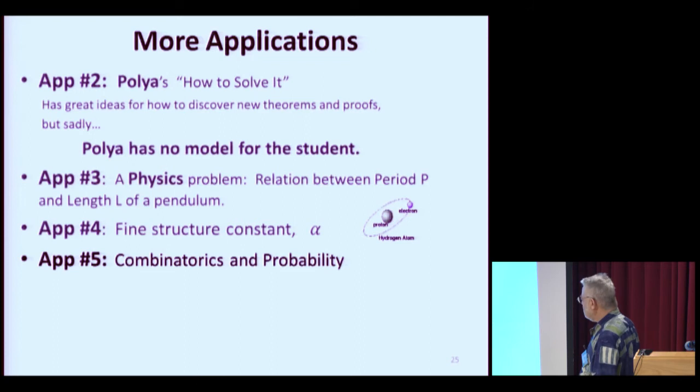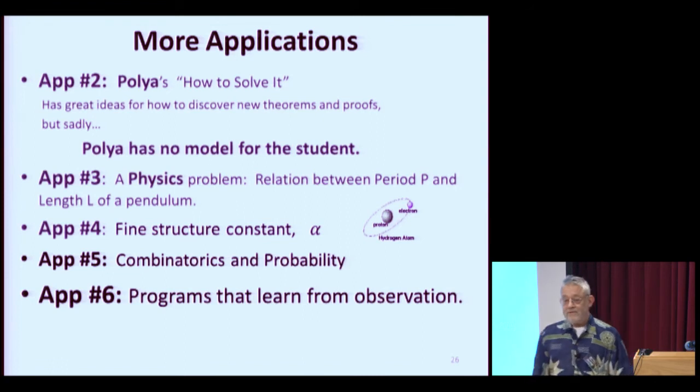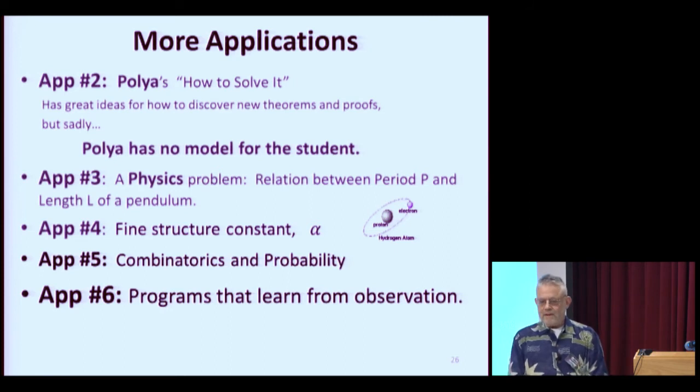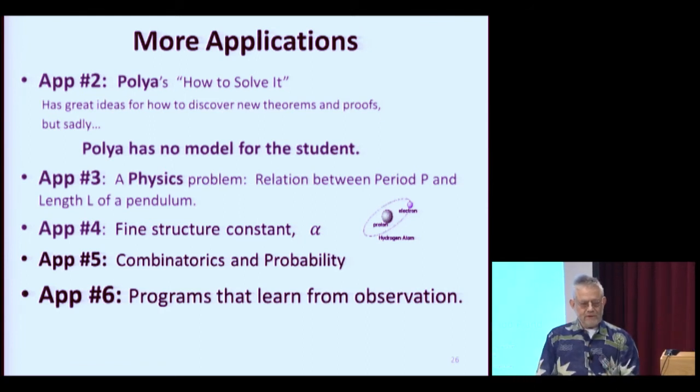Let's see, so where combinatorics and probability, that's another thing. Programs that learn from observation. Here's a nice computer science application: programs that learn from observation. You know, at Carnegie Mellon, everyone's interested in really provably correct programs. I'm running in the opposite direction. See, I got tenure, so I can afford to do this. I want programs that work like kids do.